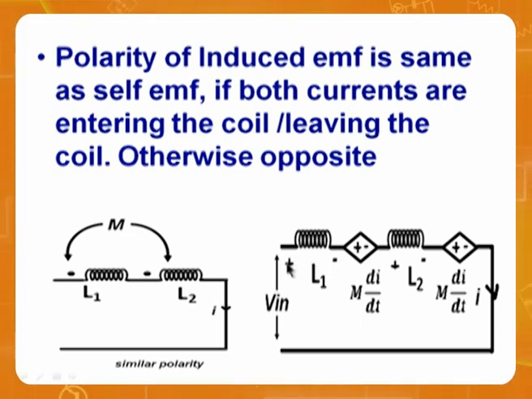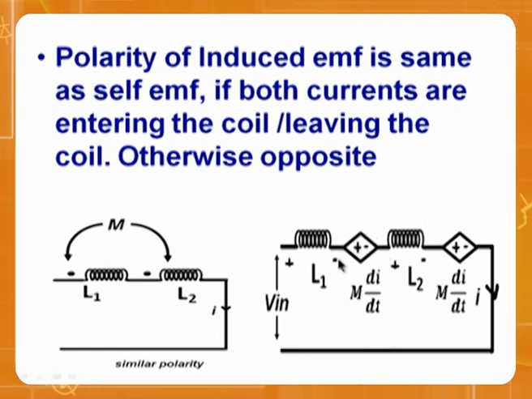So please understand, this is the current direction, therefore plus minus. This plus minus is for the self EMF, and the self EMF polarity and induced EMF polarity are both the same. Similarly, here plus minus, this also plus minus. So the polarity of self EMF and induced EMF are both the same. This is the equivalent circuit along with polarities.